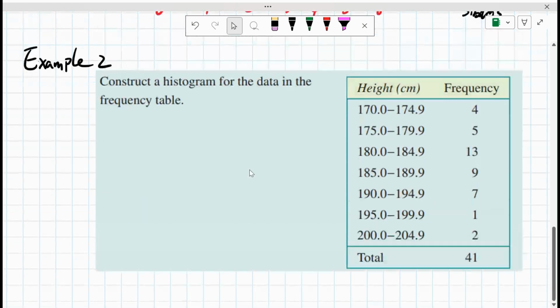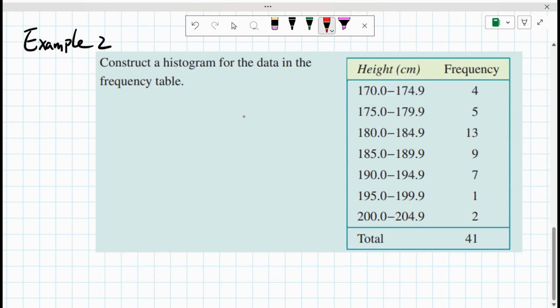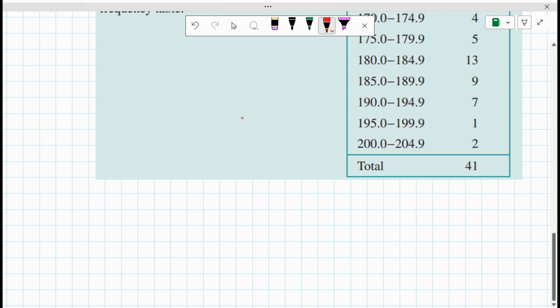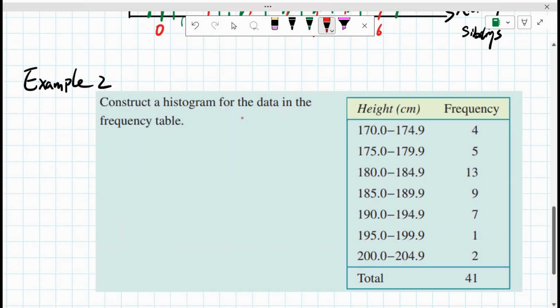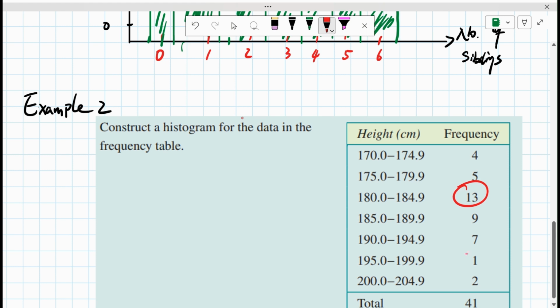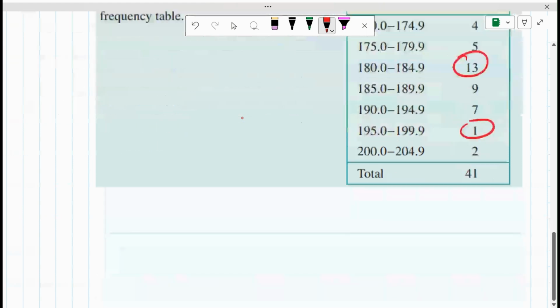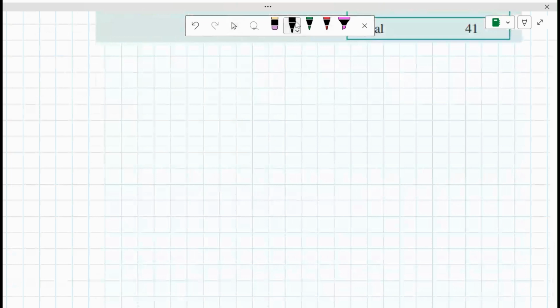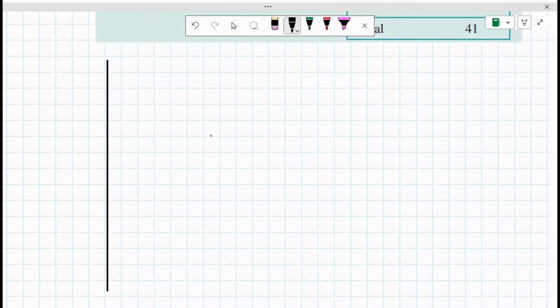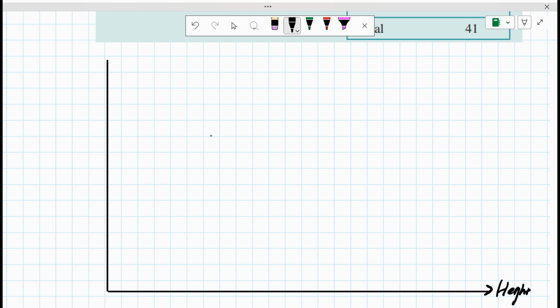Perfect. And then there's the grouped data as well. So I can start creating it, and hopefully you can understand how it works. First things first, the highest number is 13 and the lowest number is 1, so that's our frequency range. Secondly, let's graph the vertical: the histogram of height, and that's frequency.